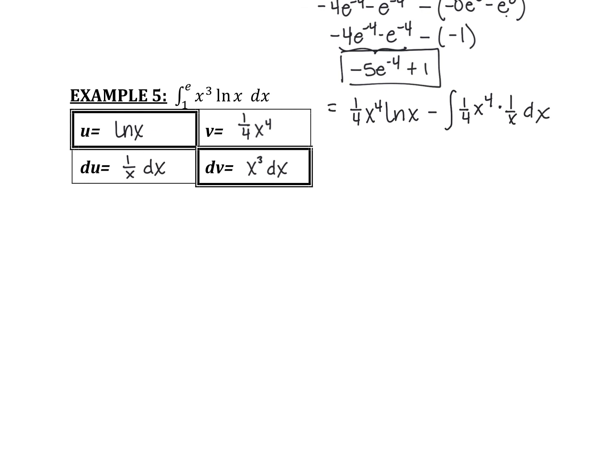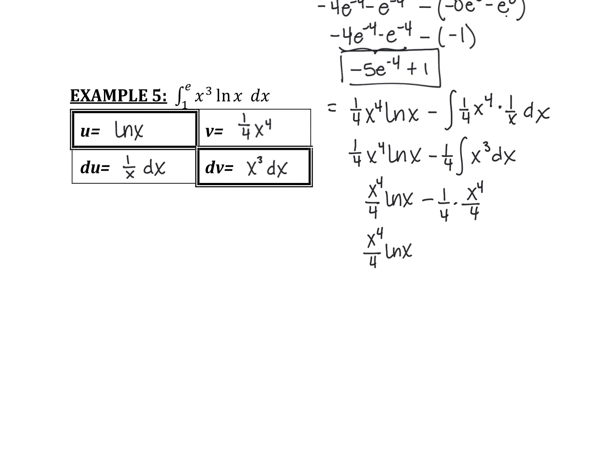And I'm going to simplify this integral before I take it. So I've got 1/4 x to the 4th natural log of x minus 1/4 the integral of x cubed dx. So I'm going to go up a degree, divide by that degree. I already have a negative 1/4 out front. This I'm just going to rewrite a little bit simpler. So my antiderivative before substituting in my bounds of integration looks something like this. And I'm going to evaluate the whole thing from 1 to e.